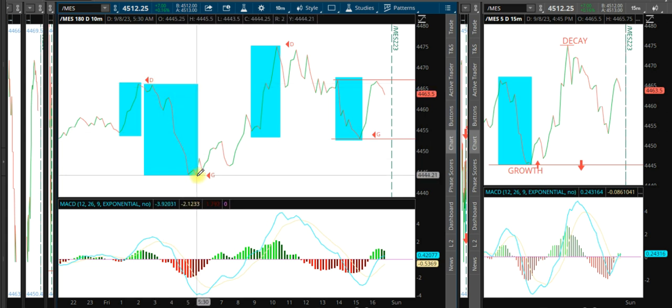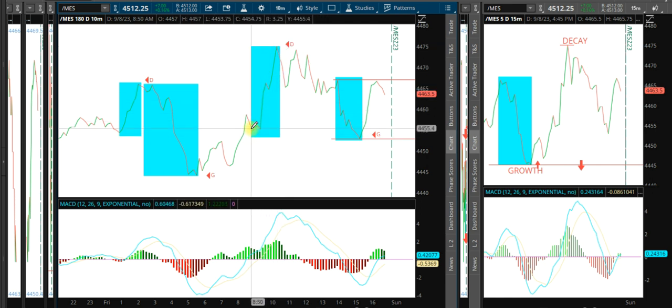Now we have a growth fractal, meaning we're going to trend up. It could continue to go down, but if you look at the indicator, it crossed here, and that's a confirmation for the growth fractal to swing up, which it did all the way up here.